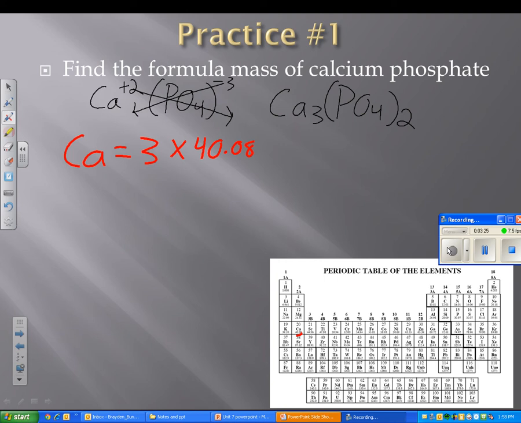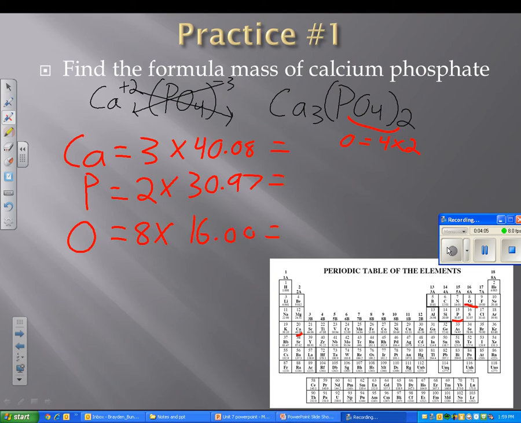The next element is phosphorus. Now remember, the 2 on the outside is going to be multiplied by whatever the subscript is on the inside. So we have 2 phosphorus atoms times its atomic mass, which is way over here, and that's going to be 30.97. Then you got oxygen. So oxygen is going to be 4 from the inside times a 2 on the outside. So you're going to have 8 oxygens. There are oxygens right here. That rounds to 16.00.